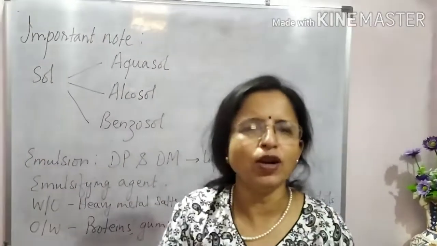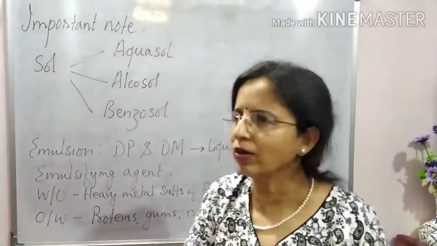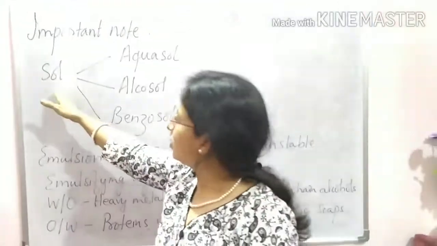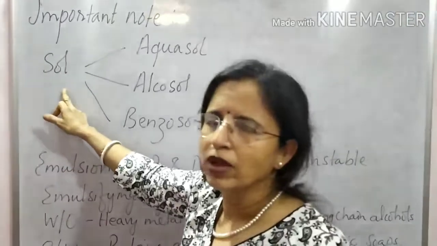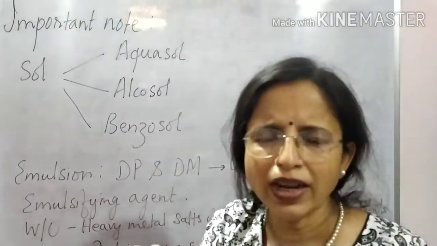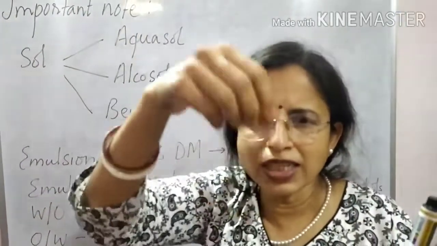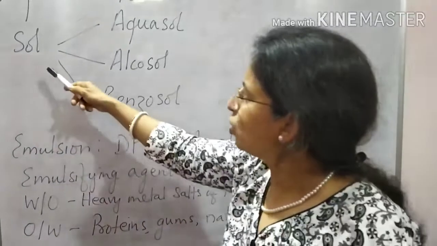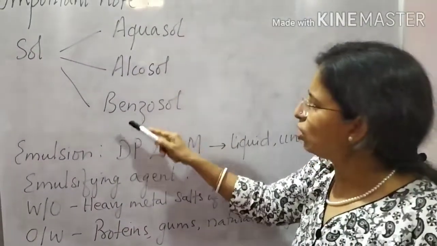Last part of colloids or the surface chemistry related last part now. Some important notes to be noted down. You have studied about types of colloid. Sols बोलकर एक पढ़े रहते. Sols are the colloidal system in which DM is liquid and DP is solid. Liquid में solid disperse रहता, that is called as a sol. So in that sols are of 3 types: aquasol, alkosol, benzosol.